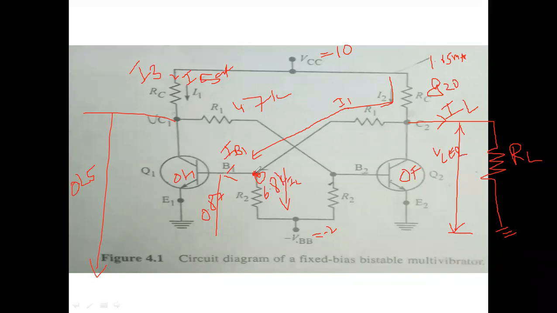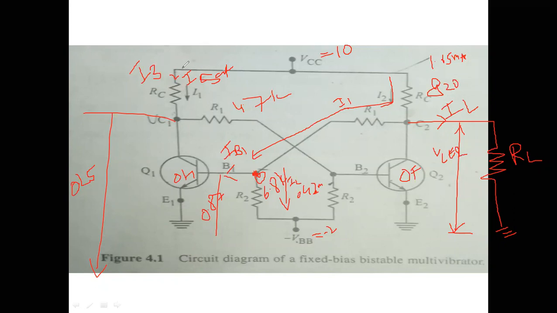This node is VBE SAT. So VBE SAT minus VBB divided by R2 gives you 0.42 milliamperes. Now you can find I3.